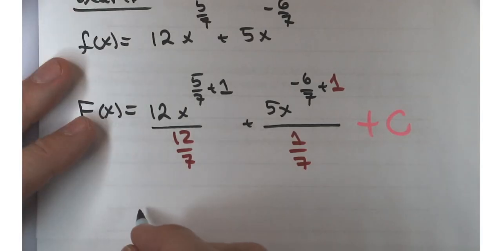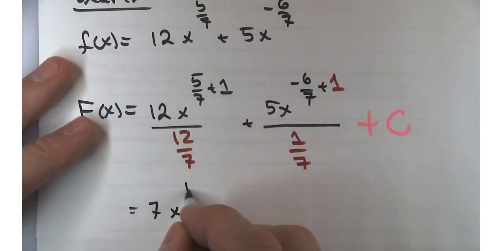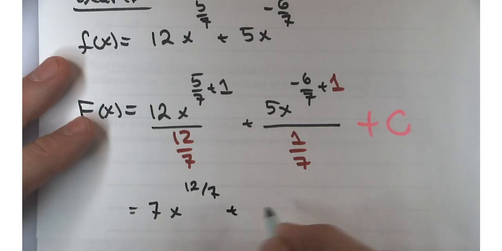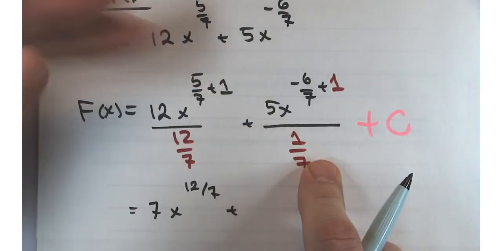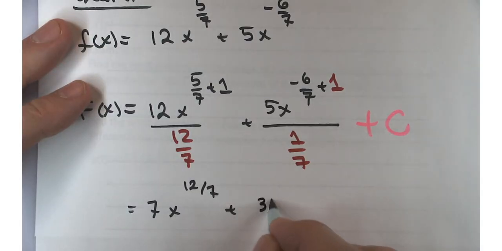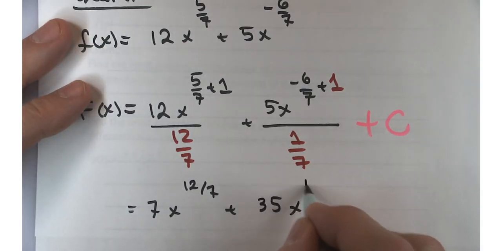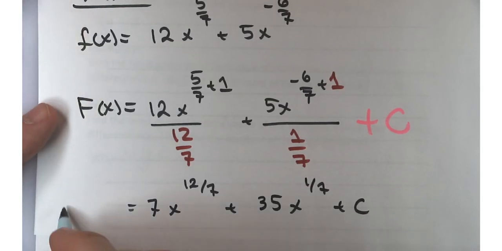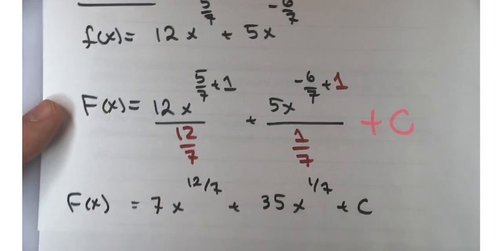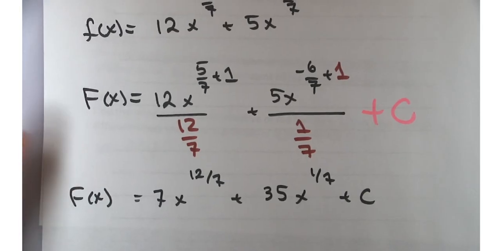So we end up with 7x to the 12/7 plus, when you divide 5 by 1/7, that's like multiplying by the reciprocal. That's going to be 35x to the 1/7 plus a constant. Looks pretty good.